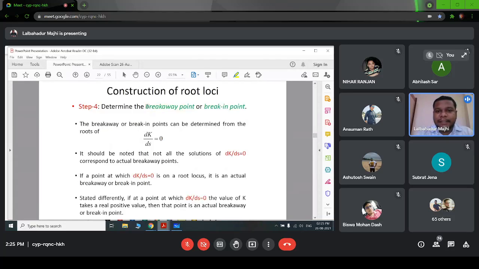So how can you determine the breakaway point or break-in point? To determine this, we have to set dk by ds equal to 0, and calculate the value of s. It should be noted that not all the solutions of dk by ds equal to 0 correspond to the actual breakaway or break-in point, because if a point at which dk by ds equals 0 is on the root locus, it is our breakaway or break-in point, right?